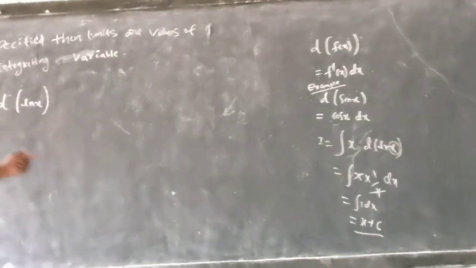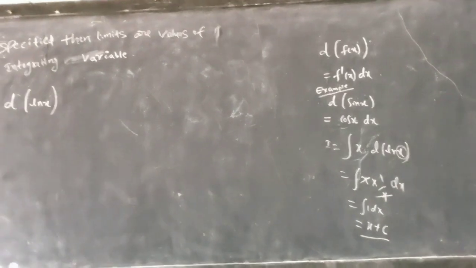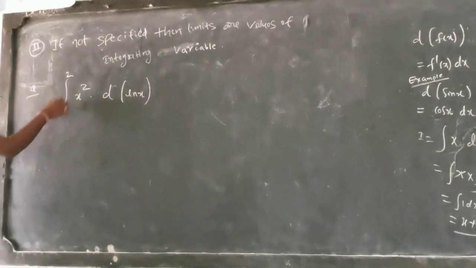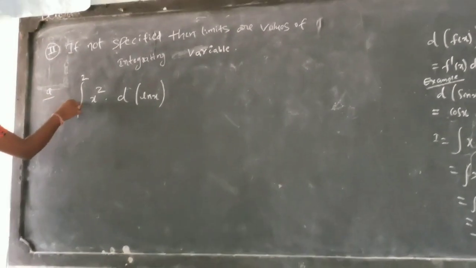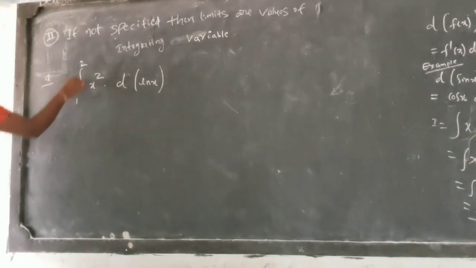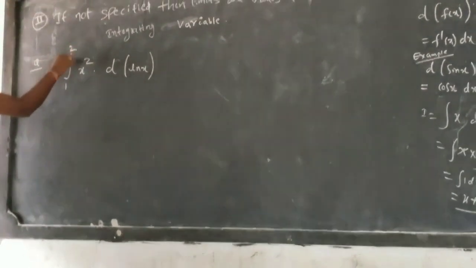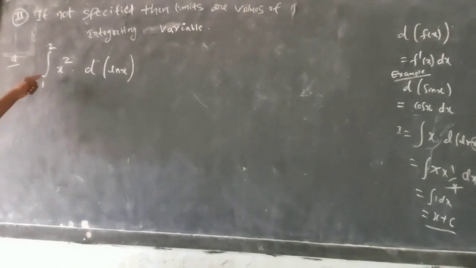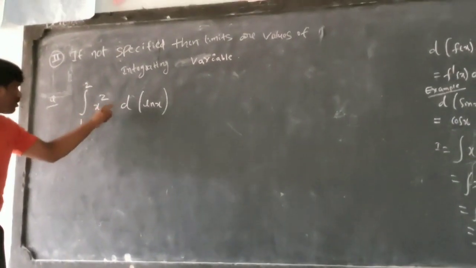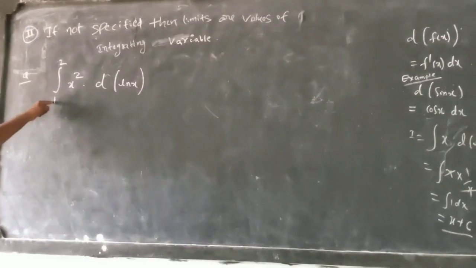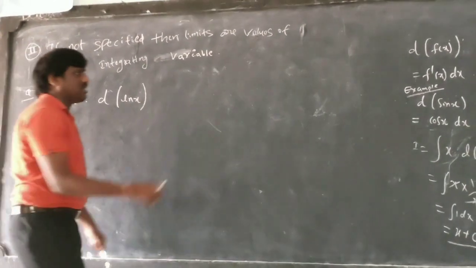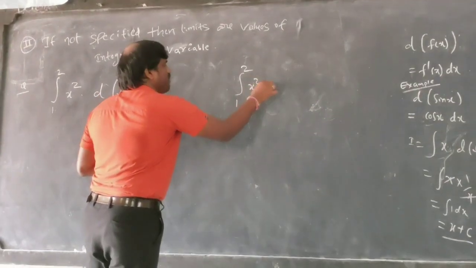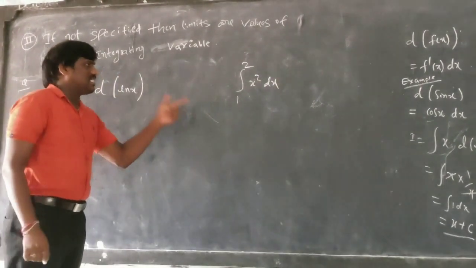But in the case of definite integration, whenever they have given the interval, that is limits 1 to 2, integration limit 1 to 2 x square d ln x, it means they have not specified about x. These do not belong to x. Suppose you have the same question, 1 to 2 x square, you have dx.